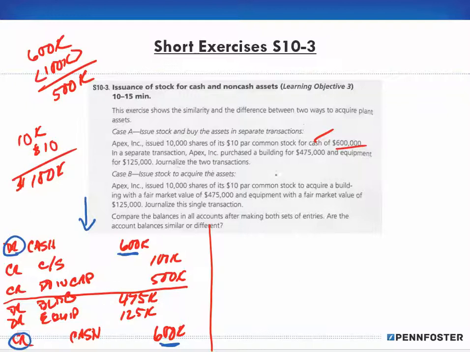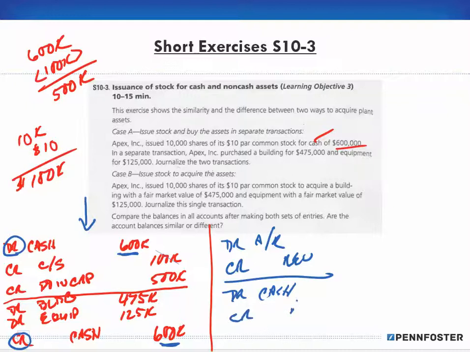It's sort of like accounts payable or accounts receivable, right? Let's just use accounts receivable. If I debit accounts receivable and I credit my revenue, so I have an accounts receivable, then when that person pays, I'm going to debit my cash and I'm going to credit my accounts receivable.